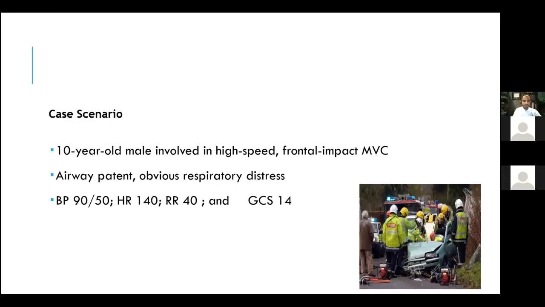So I would like to give a scenario. I think it will be fun. If I say to you, we have a 10-year-old child involved in a high-speed accident. He was in the back seat and he had a seat belt also. They ask you, we are five minutes away from the hospital. What should you do?